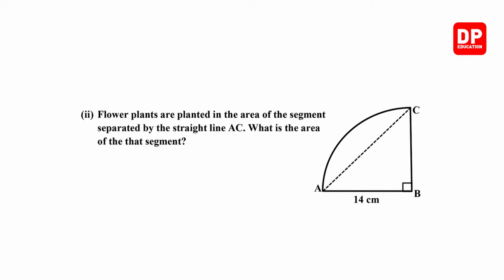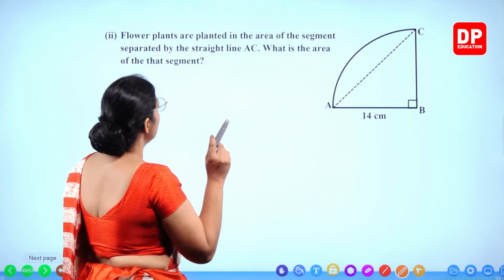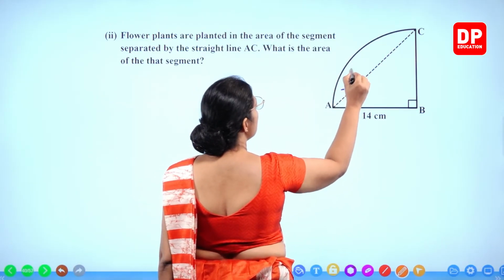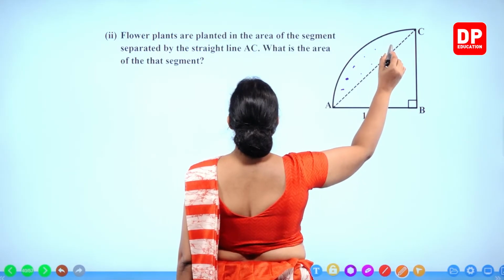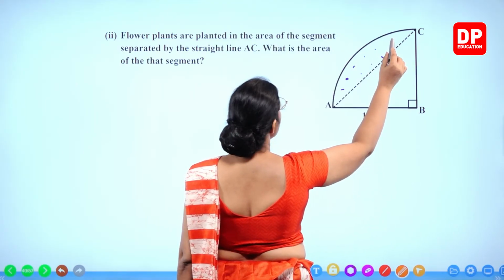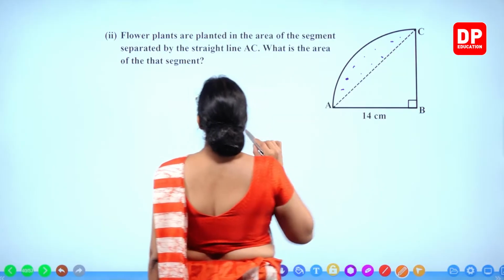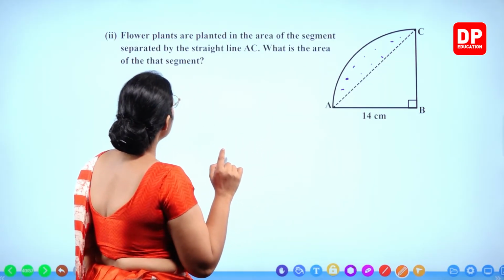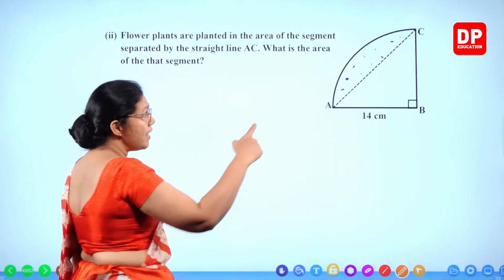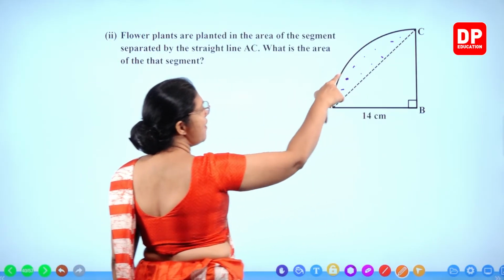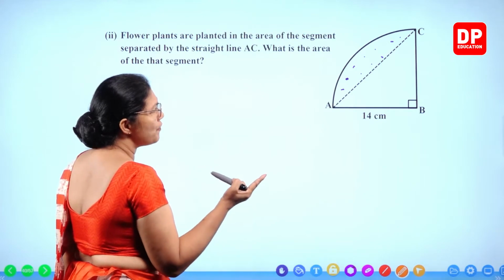The next one, flower plants are planted in the area of the segment separated by the straight line AC. So in this part, we are planning to plant flowers. What is the area of that segment? So how do you find the area? The sector area minus the area of the triangle.